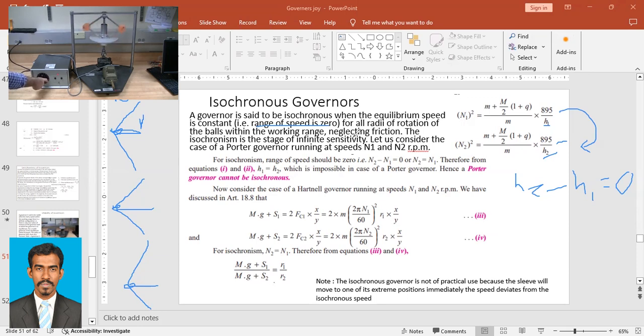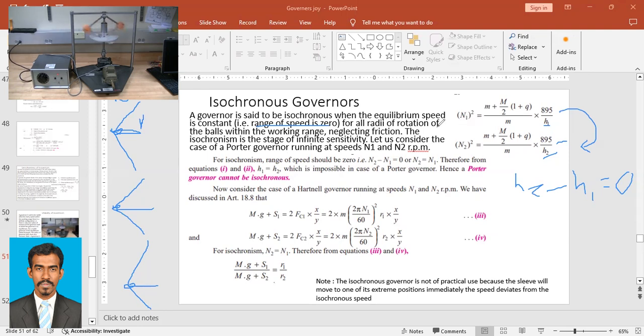Okay. So we'll consider another type of governor. Right now we'll consider the case of a Hartnell governor running at speeds n1 and n2. So a similar case, two speeds, n1 and n2.